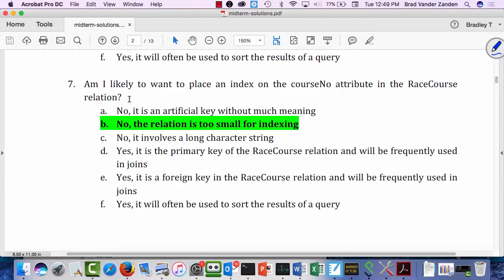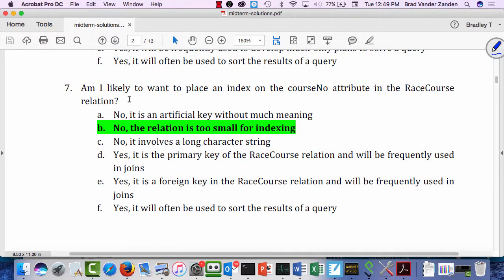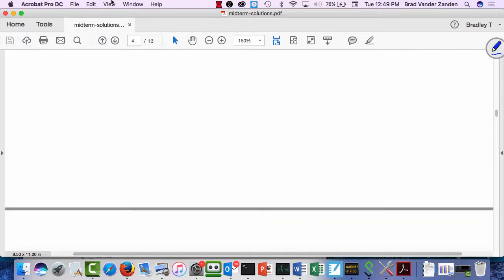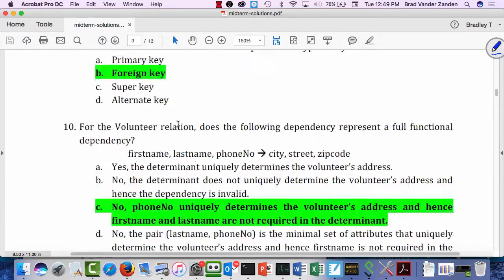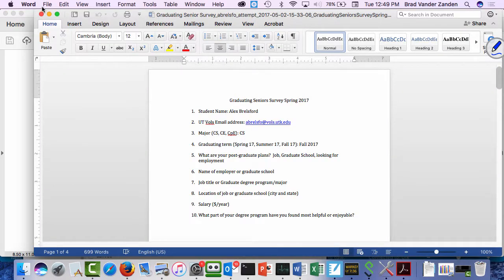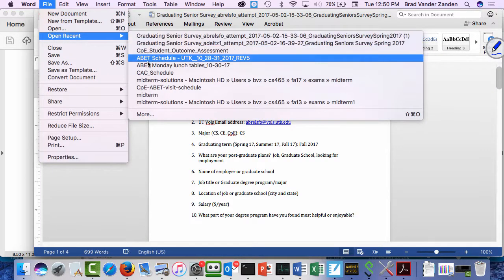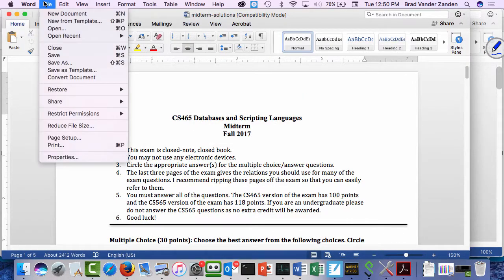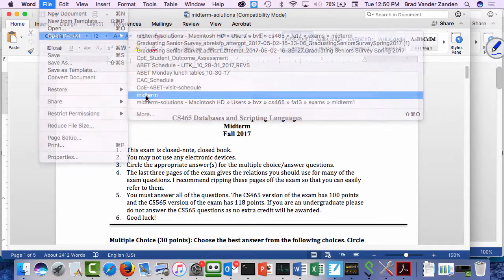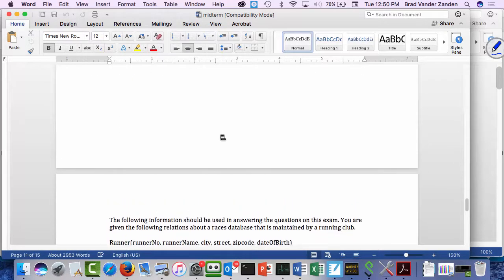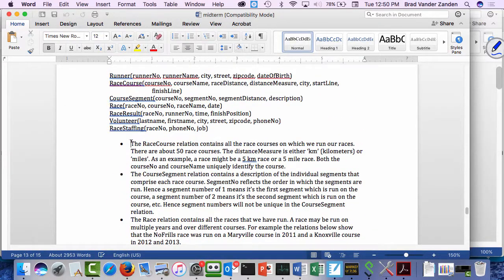On 7, this was the most missed problem on the exam. Most of you circled D, which would be correct if race course were in fact a large relation. But if you look at the end of the exam, actually this is the solution so it doesn't have it. Let's see if I can get the midterm. Look actually at the midterm, it said the race course relation, there are about 50 race courses.